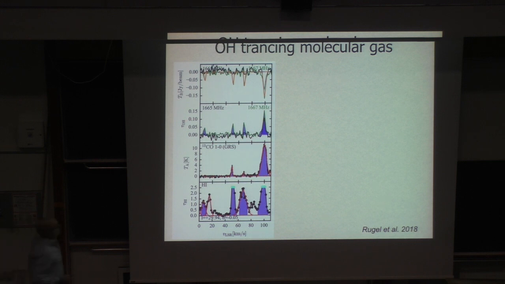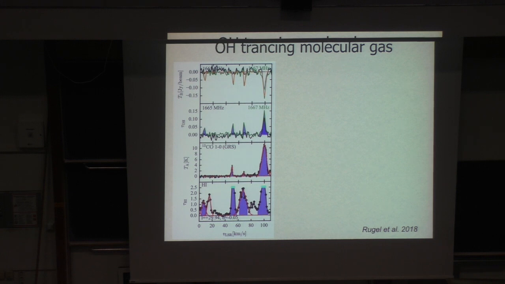We have comparison 13CO spectra, and yes, there are counterparts, but for some of the features there's no CO counterpart. So this may be CO-dark molecular gas. The bottom panel is HI, so there is HI in these regions. In the whole survey we have 45 spectral positions where it's strong enough to do this exercise.